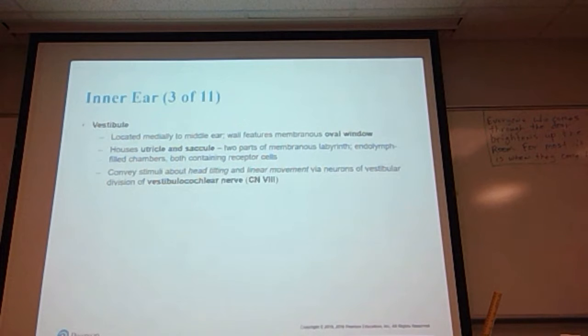The vestibule is located medially to the middle ear. The wall features the membranous oval window, and it houses the utricle and the saccule, both parts of the membranous labyrinth, the endolymph-filled chambers, and both contain receptor cells. The vestibule conveys stimuli about head tilting and linear movement via neurons of the vestibular division of the vestibulocochlear nerve, or cranial nerve number 8.